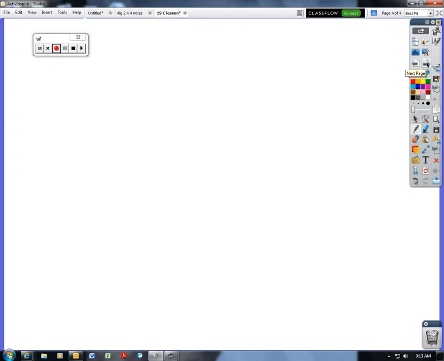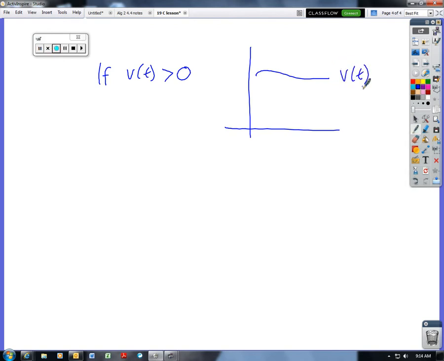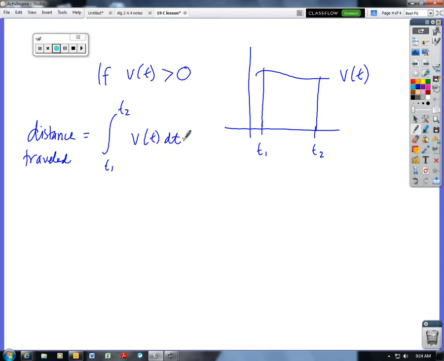Okay, so in summary, if the velocity is positive, so above the x-axis, which we've had in both of the previous examples, so velocity has to be up here positive. And say you've got time 1 and time 2. The total distance traveled is the integral from t1 to t2 of velocity with respect to time. But velocity has to be greater than 0 for that to happen.